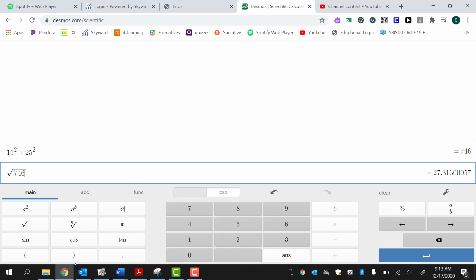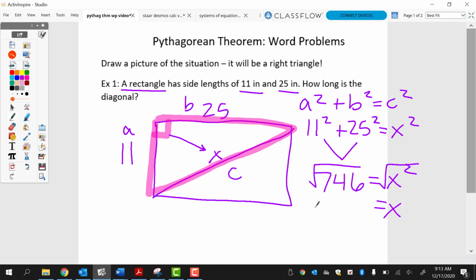So I look at the 1. Does the 1 make the 3 bigger or keep it the same? It keeps it the same. It's between 0 and 4. That means it keeps it the same. So final answer is 27.3. And that is how long the diagonal is, okay? So you just have to make sure you're reading the question carefully. Draw a picture of it. It doesn't need to be a perfect picture, as you will see in the next question.